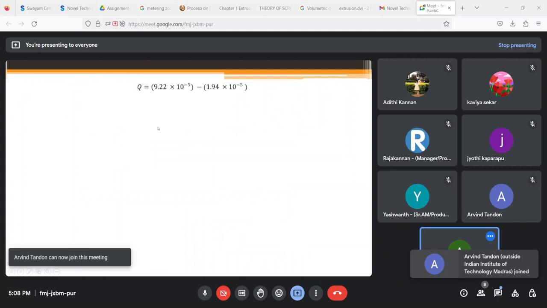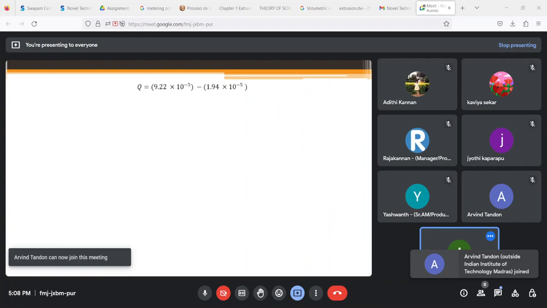So if I simplify this, due to drag force, it is coming out to be 9.22 into 10 power minus 5 meter cube per second, and due to pressure force, it is 1.94 into 10 power minus 5 meter cube per second. So the net flow rate is 7.28 into 10 power minus 5 meter cube per second. So the answer is option B.